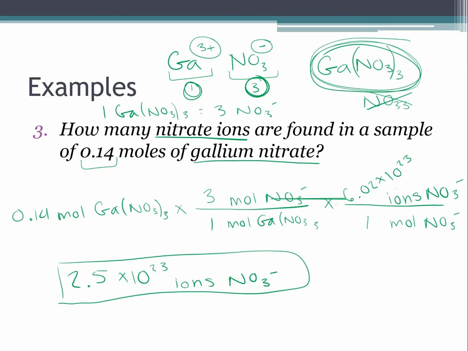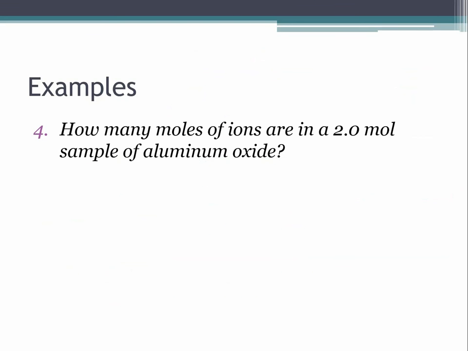All right, a couple more examples before you'll have some practice to work on your own. Here comes number 4, says how many moles of ions are in a 2.0 mole sample of aluminum oxide? By now, hopefully you know the very first thing we need to do is write the formula. So aluminum is a metal. It's in fact in that same column as gallium. So we're going to have Al3+ as our aluminum ion. Oxygen is a non-metal. And based on the family it is in, we know it'll form a 2 negative charge.